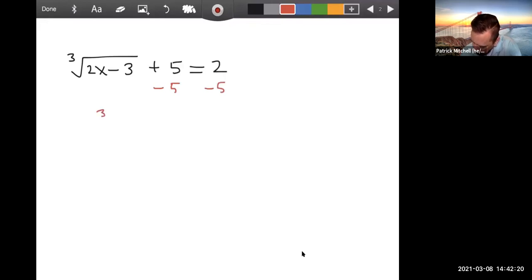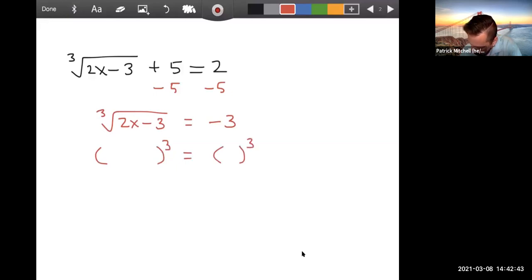And that's going to give us the cube root of 2x minus 3 equals negative 3. So now the radical is isolated. So we go to step 2, apply the appropriate power. This is a cube root, so the appropriate power is power 3. All right, so here we have the cube root of 2x minus 3, cubed, equals negative 3 cubed. So once again, the cube and the cube root cancel each other out and just leave you 2x minus 3.